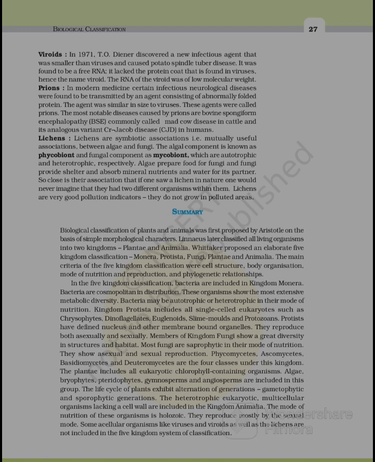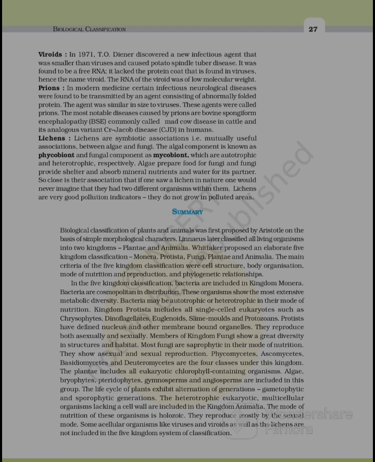Summary. Biological classification of plants and animals was first proposed by Aristotle on the basis of simple morphological characters. Linnaeus later classified all living organisms into two kingdoms, Plantae and Animalia. Whittaker proposed an elaborate five kingdom classification: Monera, Protista, Fungi, Plantae, and Animalia. The main criteria of the five kingdom classification were cell structure, body organization, mode of nutrition and reproduction, and phylogenetic relationships. In the five kingdom classification, bacteria are included in kingdom Monera.